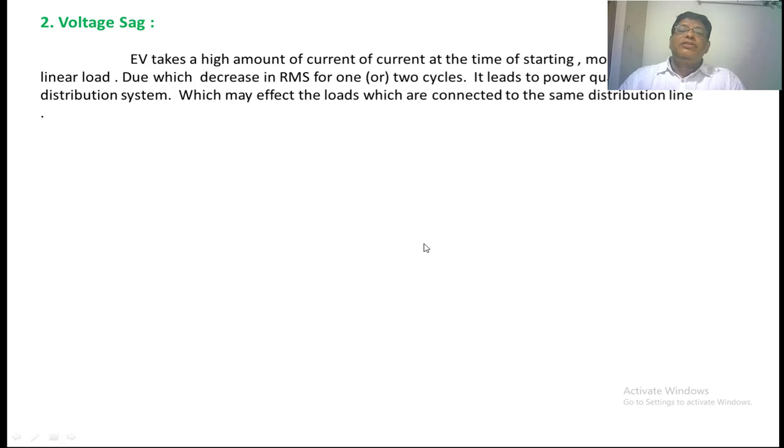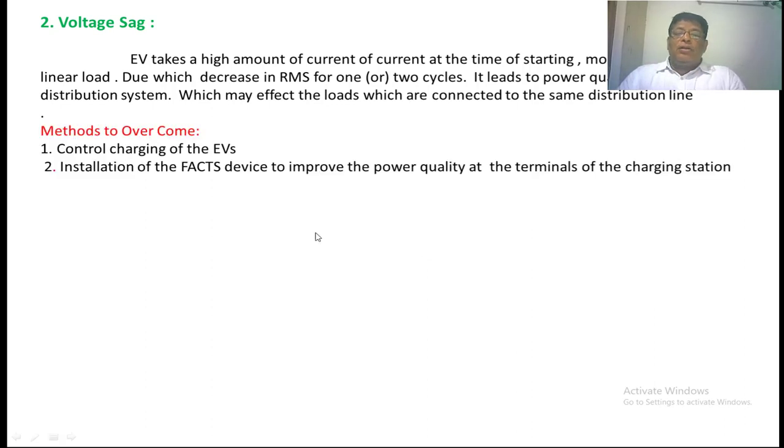Suppose the same distribution line is giving power to the remaining loads, then the performance of the remaining loads will also be affected. Suppose the same distribution line is supplying very sensitive loads, then the sensitive loads will be tripped. So to avoid that, controlled charging of EVs has to be done.